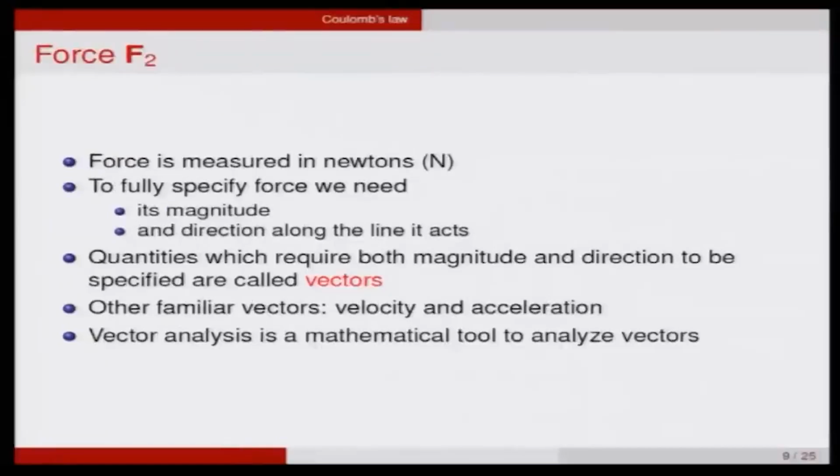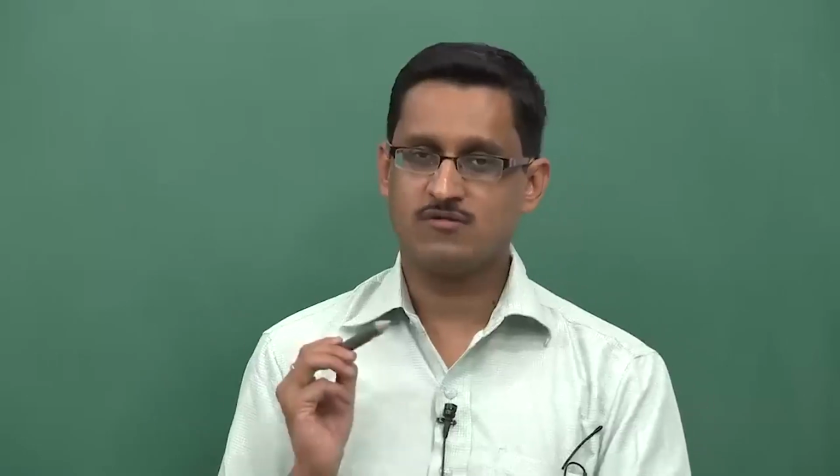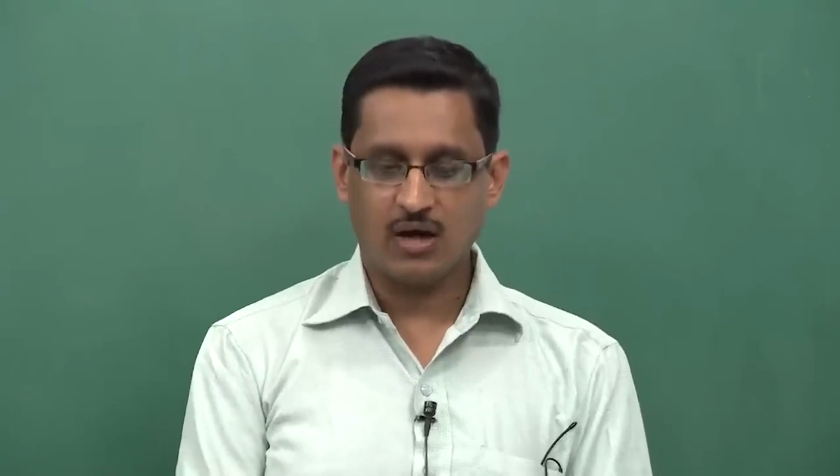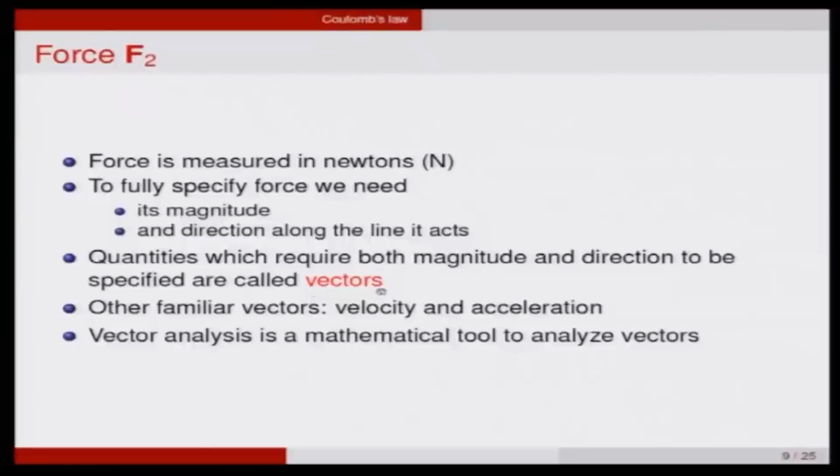Okay. Finally, we have the left hand side of the equation, which is the force F2. The subscript 2 indicates that this is the force experienced by the second charge because of the presence of the first charge, and force, as we have said, is a vector quantity and it is measured in newtons, and the symbol for Newton is capital N. To fully specify force requires magnitude as well as the direction along which it acts. These quantities which require both magnitude as well as a specified direction along which they are acting are known as vectors. You might be familiar with other vectors such as acceleration and velocity.